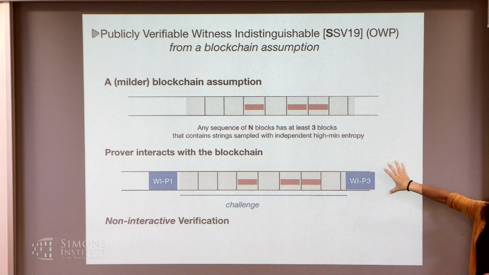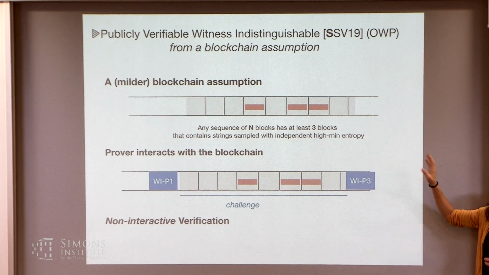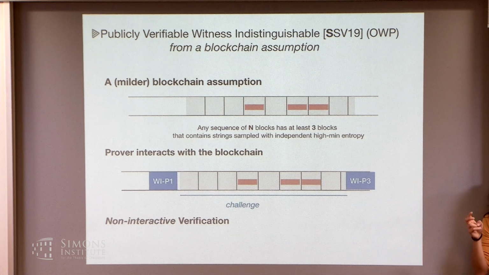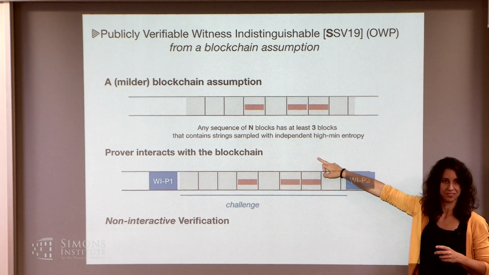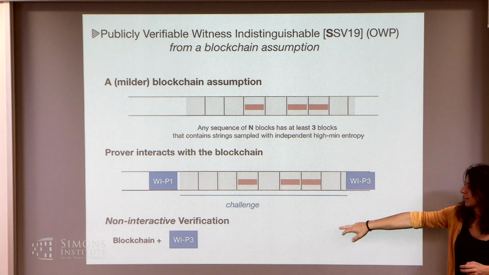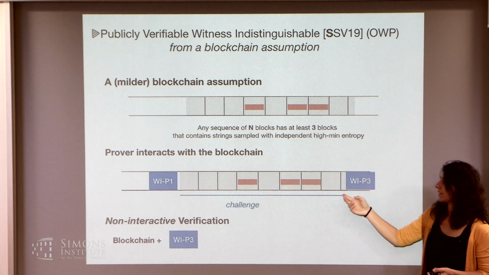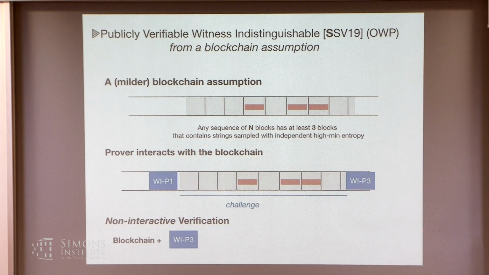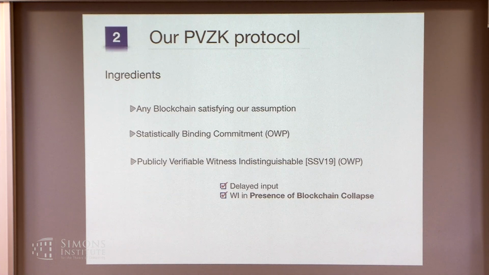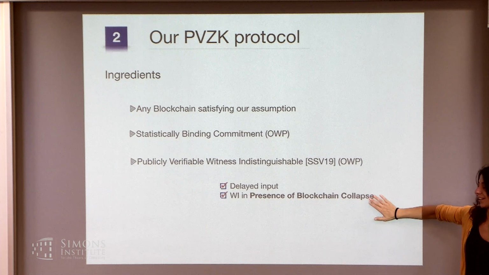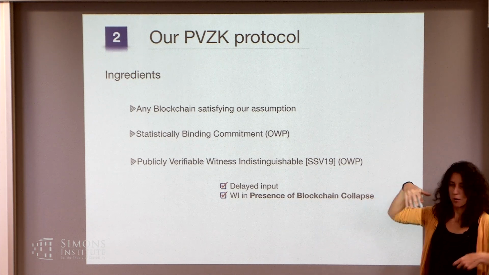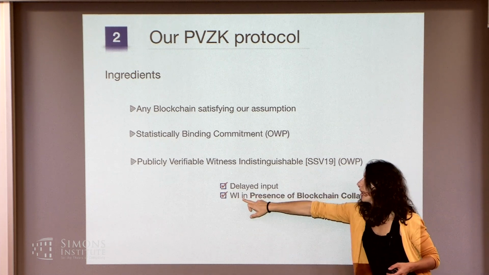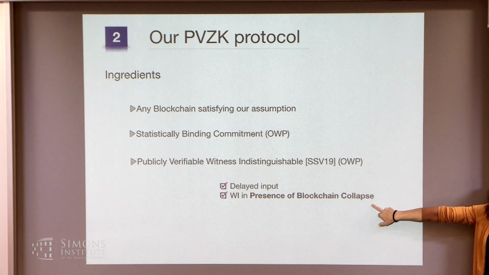a publicly verifiable WI. Note that this is not non-interactive, meaning the prover is interactive, but is interacting with the blockchain. The verifier is non-interactive. The verifier only needs the third round and needs to see what happened on the blockchain. Again, because I have no time, the only property we really need to prove is that our previous scheme is WI even in the presence of blockchain collapse.